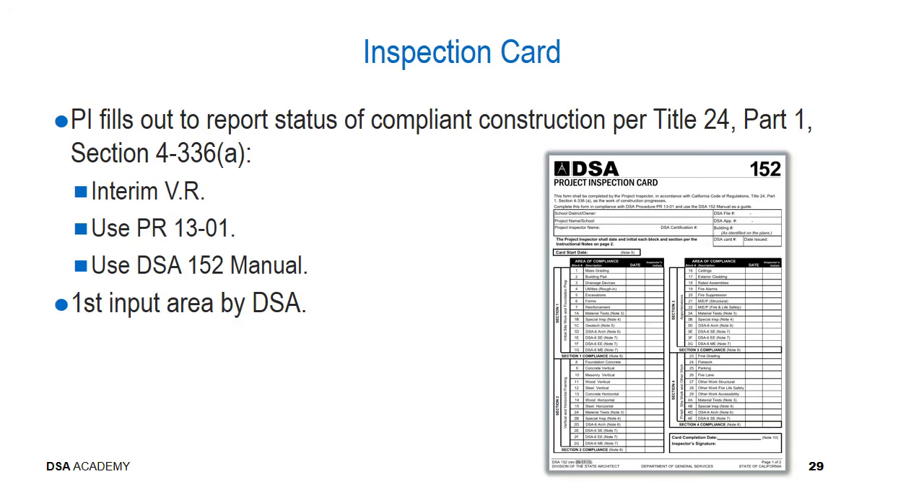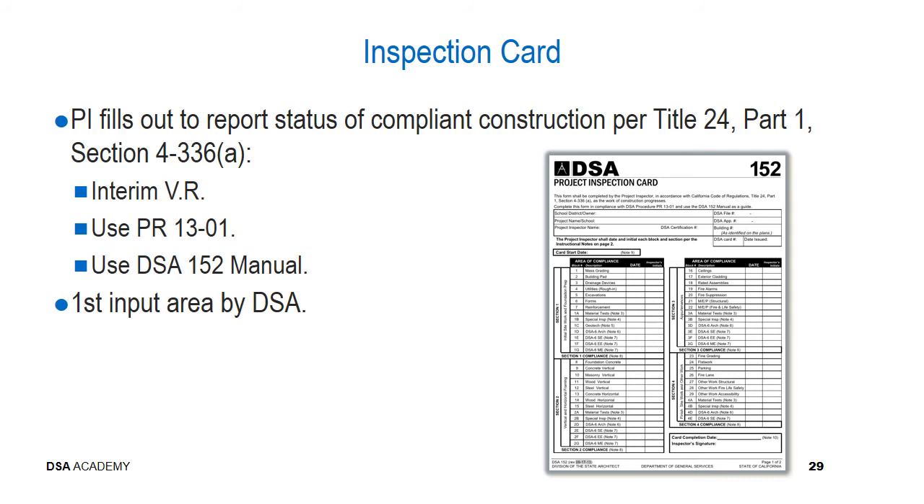Regarding the inspection card, the project inspector is the one who completes this to report on the status of compliant construction to be in compliance with Title 24, Part 1, Section 4-336A. It serves as an interim verified report. Inspectors can refer to and make use of PR 1301 to understand the requirements associated with it, as do other parties that are required to provide verified reports that are a documentation requirement that would be recorded as being received by you, the project inspector, in the 152.